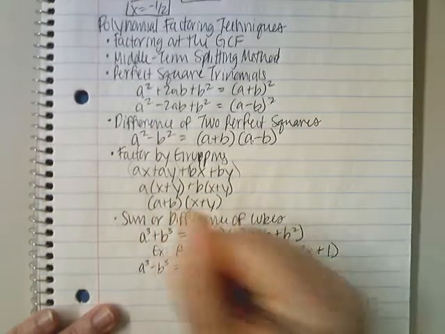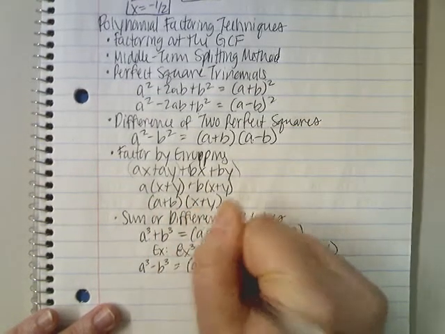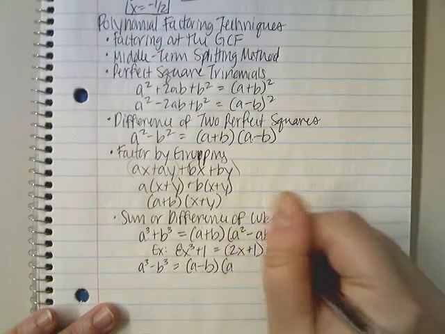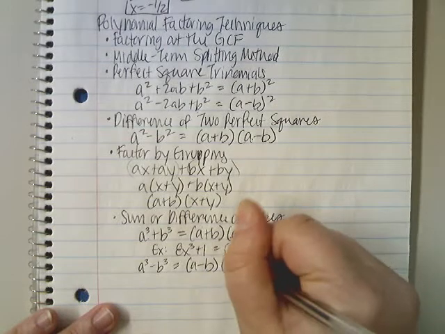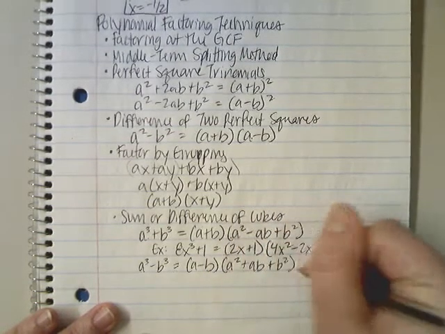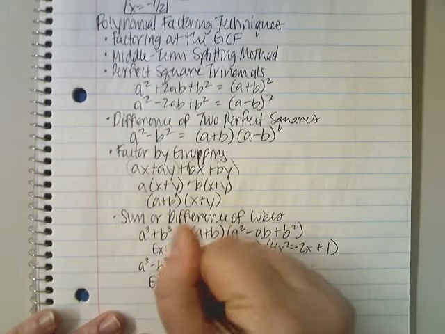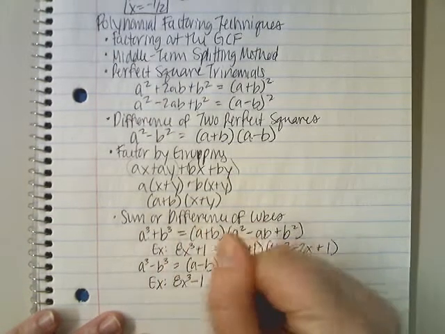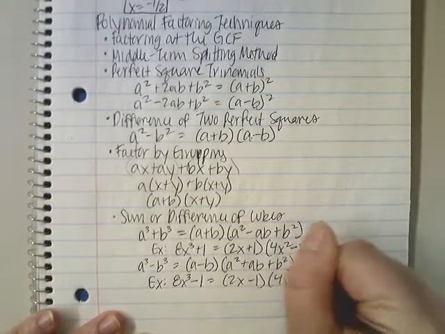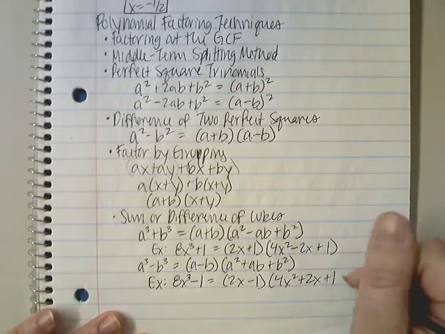But the difference of cubes will similarly be a minus b, so this time if it's subtracting, the first term will be subtracted, and then you have the same thing, but now the middle term will be added, so it'd be a squared plus ab plus b squared. In our example for that, we'll use the same numbers, but if we had 8x cubed minus 1, that would factor to (2x minus 1) times (4x squared plus 2x plus 1).